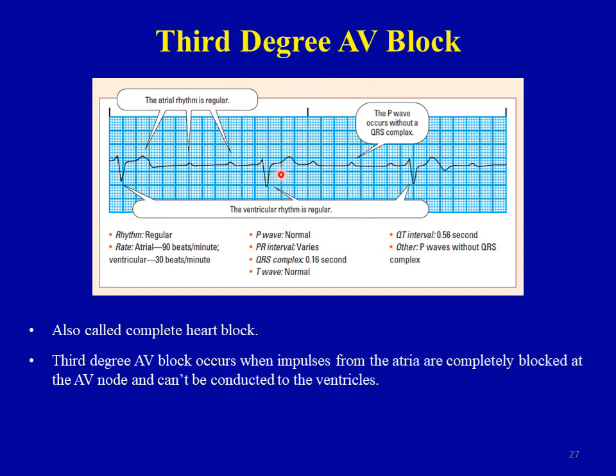It is complete dissociation between the atrial rhythm and the ventricular rhythm. There is no relation between the P waves and the QRS complex. You cannot relate them to each other in the third degree AV block.